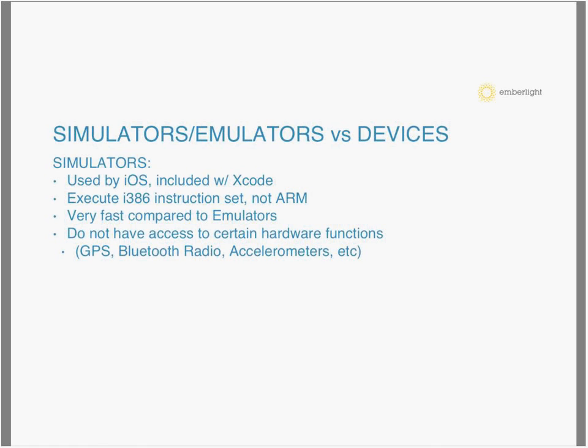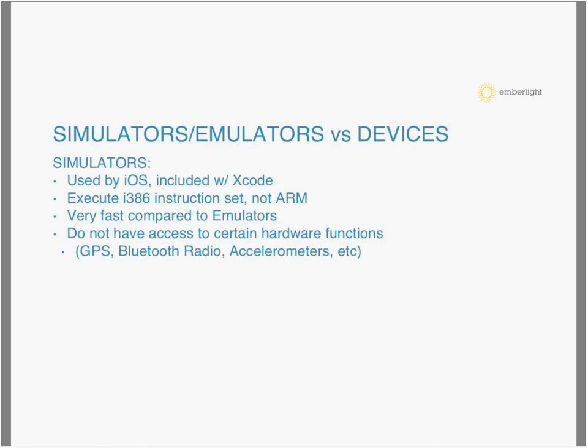So starting with simulators, simulators are what's used in iOS. Simulators are included with Xcode. When you have a simulator running on your Mac with Xcode, it's not actually executing the same CPU instruction set that your physical device is. Your phone is running on an ARM instruction set. When it's running on a simulator on your Mac, it's actually running on the instruction set of your Mac. So what that means is that a build you've compiled to run on a simulator will not run on a physical device, and vice versa, because they're compiled for different CPU architectures.